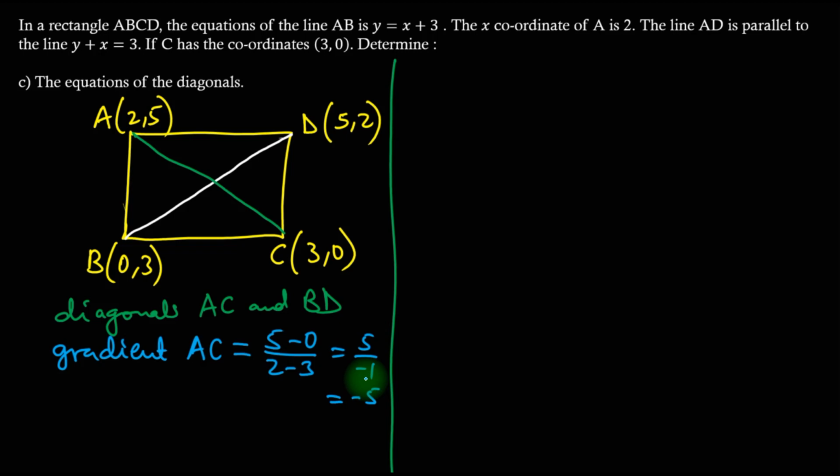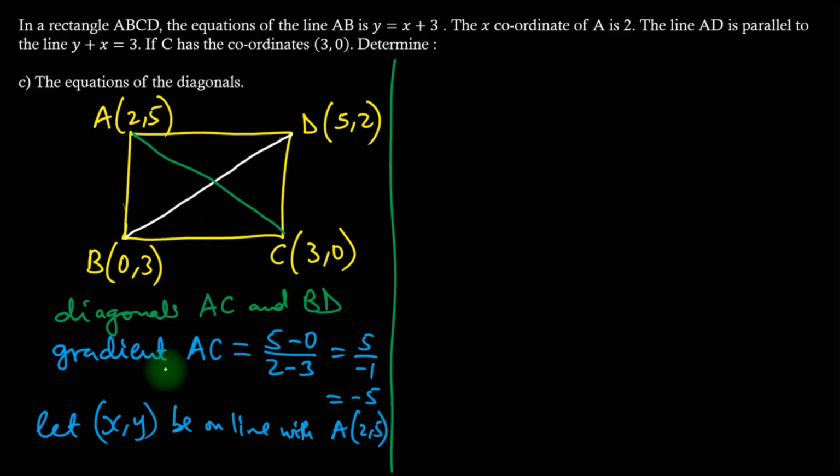So we need to say, let point x, y be on the line with either of the points A or C. We can take A, 2, 5. Therefore, we can use its gradient, then finally get the equation.